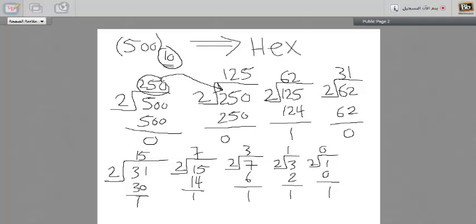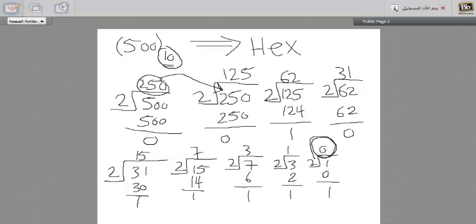Now, when do you stop this operation? You stop when you have the result here, 0. When the result of the division is 0, then you stop. Now, what do we do next? Can you tell me what we do next? Yes, thank you. Some of you already solved it. Very good.